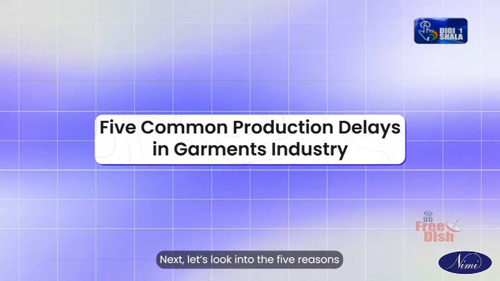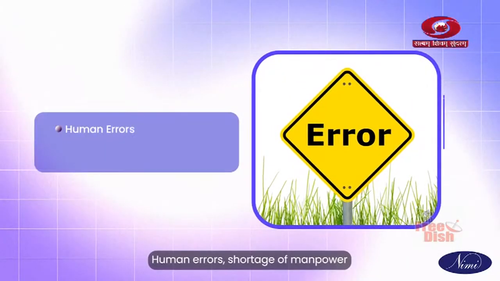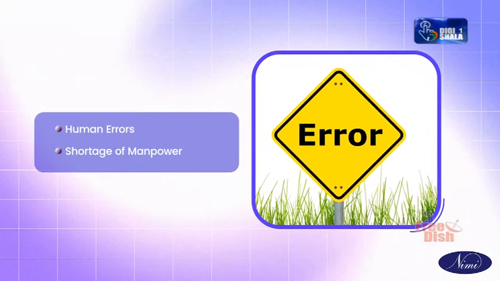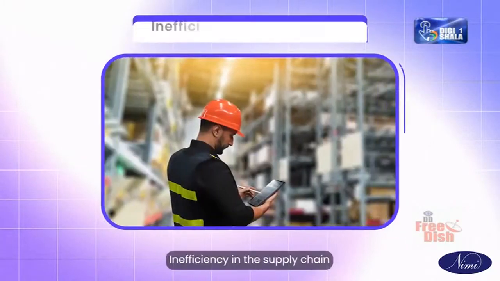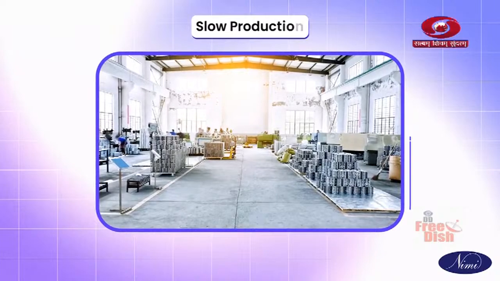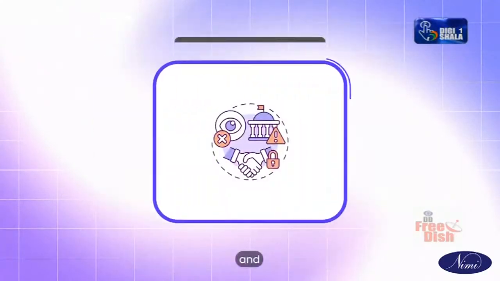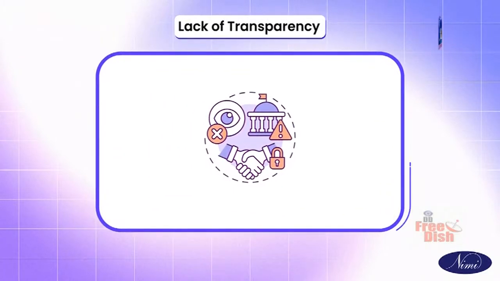Next, let's look into the 5 reasons for the production delays in the garment industry. Human errors, shortage of manpower, inefficiency in the supply chain, slow production following outdated manufacturing processes, and lack of transparency.